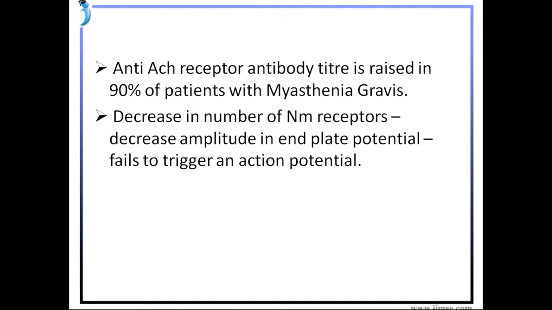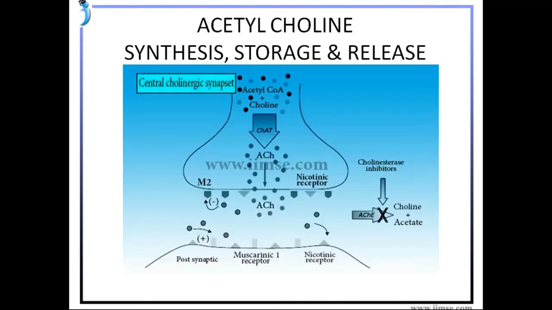Before that, let us see why we are talking about this: a brief introduction on acetylcholine. The reason behind this discussion is that once we understand the synthesis and storage of acetylcholine, the pharmacotherapy of myasthenia gets a lot easier. Now this is your neuron and this is your motor end plate, or the muscle, to which the action potential passes on from the neuron.